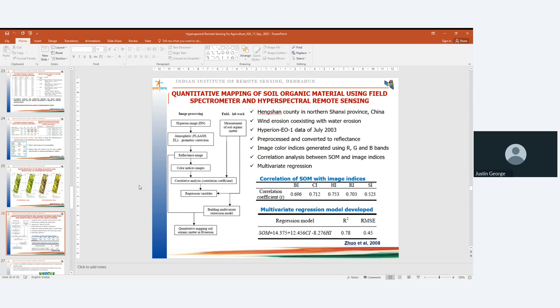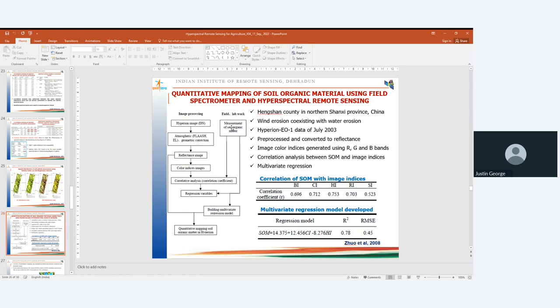Similarly, hyperspectral data has also been used for estimation of various soil parameters, like the soil organic matter, which is a very important component of soil, determining the performance of the soil by influencing various physical, chemical, as well as biological properties. For soil organic matter, people have used a Hyperion image. They have done all the standard procedures, the reflectance conversion. Ultimately, they computed the color indices from this particular area. Similarly, they used the measurement of organic matter for the soil samples collected from the area.